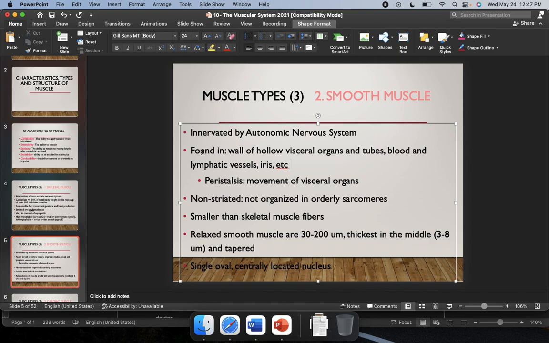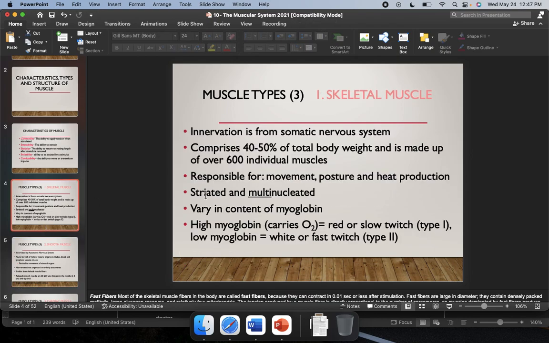So all of these are actually structurally similar. There's a hollow space with the smooth muscle surrounding it. So the smooth muscle is going to help with constriction and dilation of these hollow organs. Smooth muscle is non-striated, not organized in orderly sarcomeres, unlike skeletal muscle, which is striated.